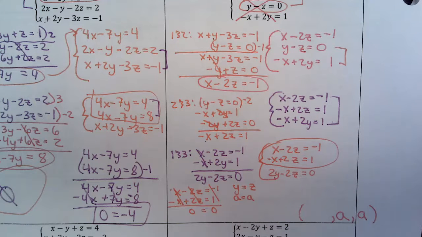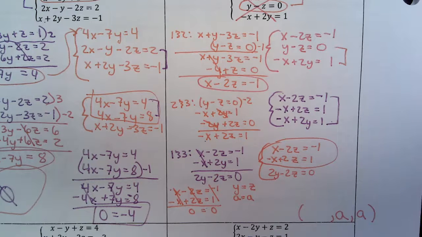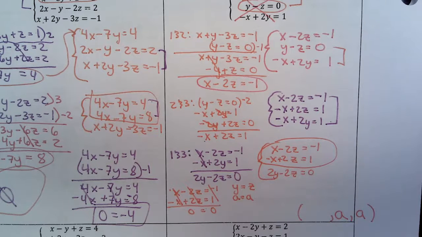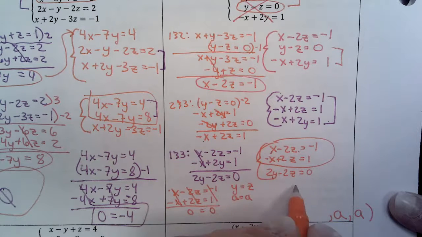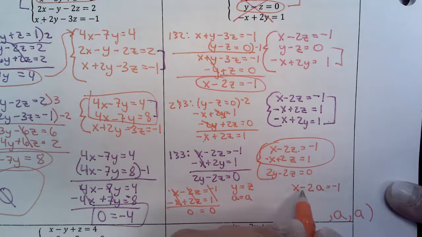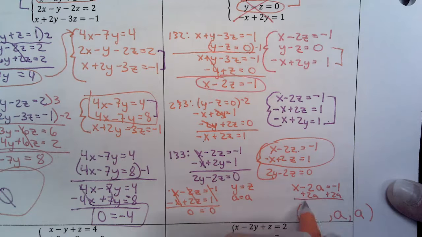And based on whatever y and z are, x is going to be a different value, or it might be the same. So now we have to figure out, what is our x value going to be? So now I'm going to plug this in. We'll just plug it into this one right here. So x minus 2z, which is a, equals negative 1. Now I'm going to add 2a to both sides, and I get x equals 2a minus 1. So my solution for x is 2a minus 1.